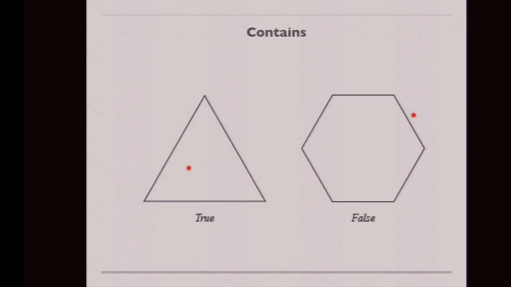So I like to look at the contains method, which is really simple, right? We have a point and we have a polygon. And we say, is this point in this polygon? And you say, for the triangle case, yes, that's true. For the hexagon case, that's false.